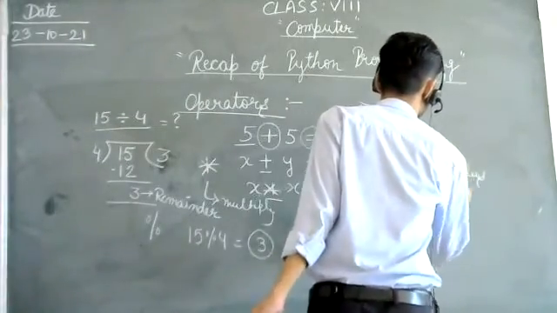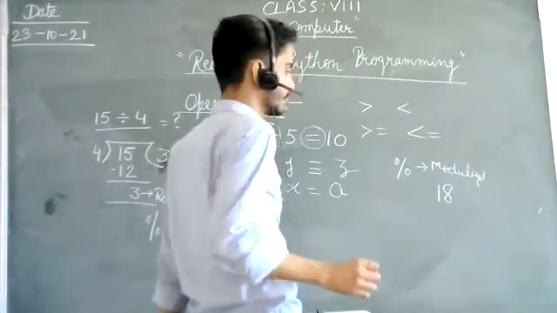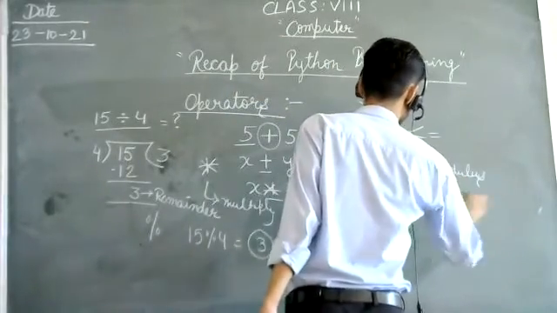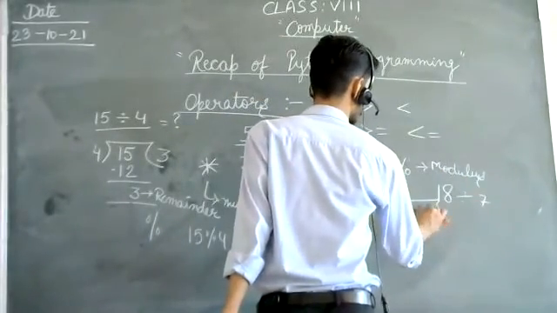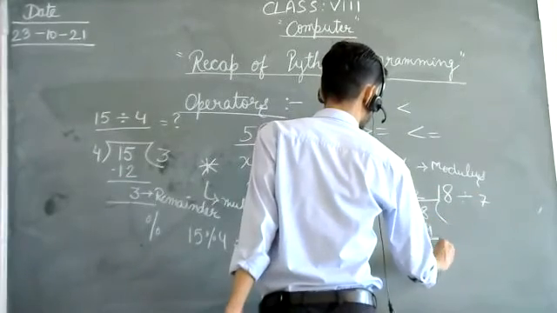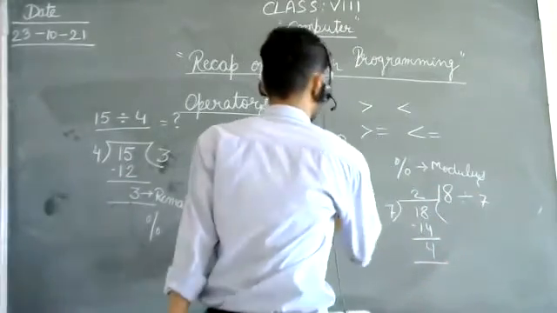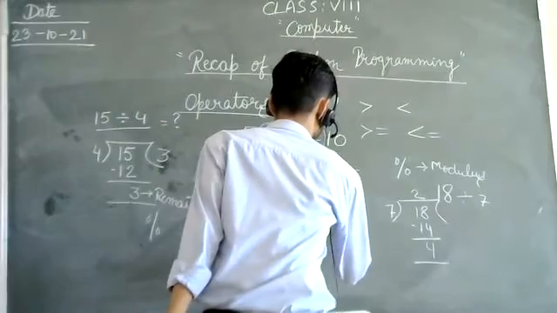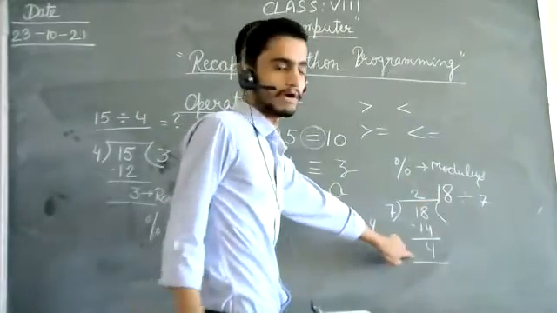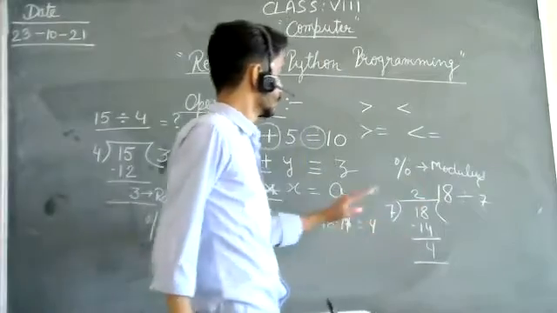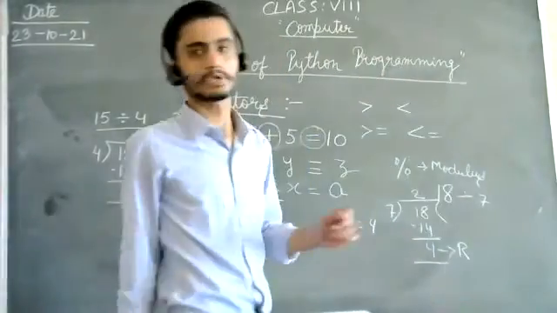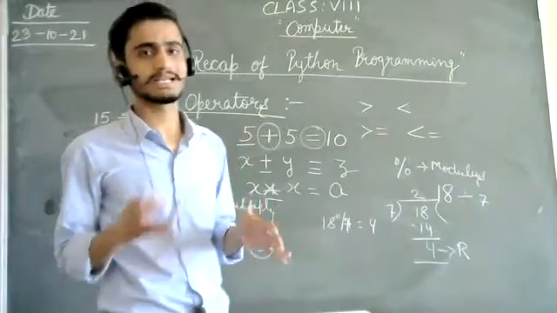Take another example also. Suppose you are dividing 18 by 7 instead. 7 twos are 14. 18 minus 14 is equal to 4. So 18 modulus 7 will return me 4. Why did it return me 4? Because 4 is my remainder. Okay. So this is how you can understand the operators.